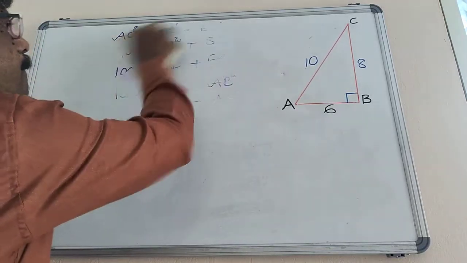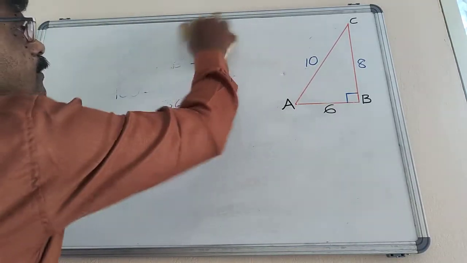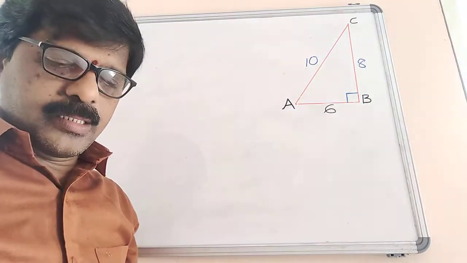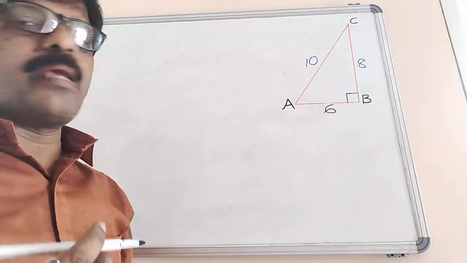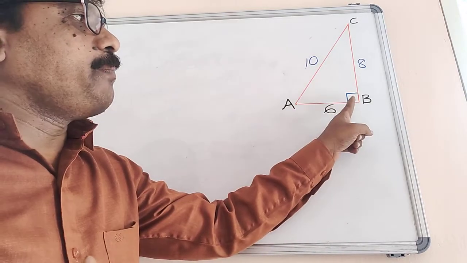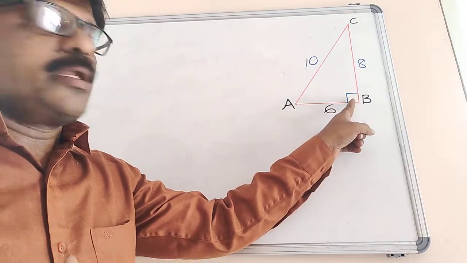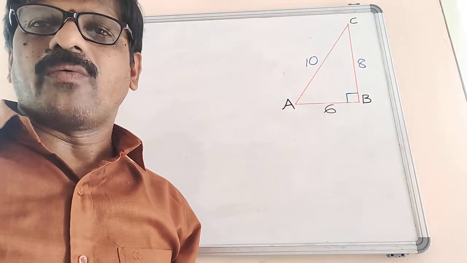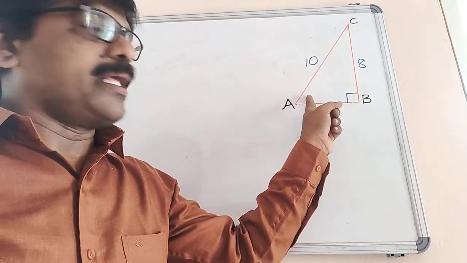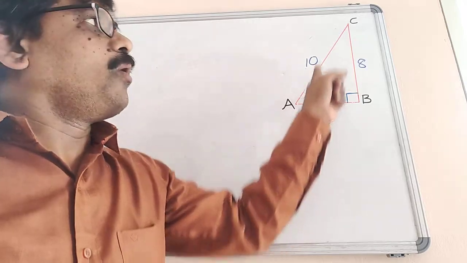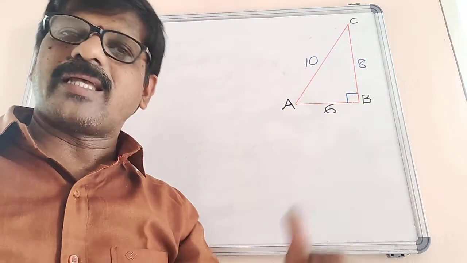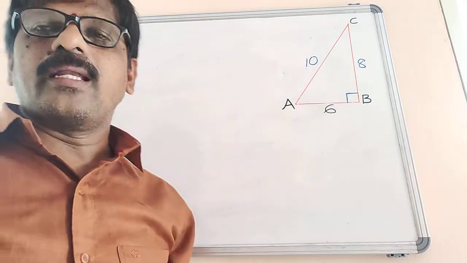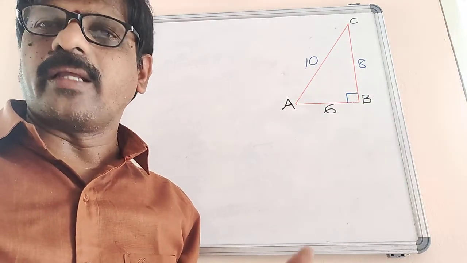For example, in the adjacent diagram, we have to observe that in triangle ABC, angle B is 90 degrees. Now angle A and angle C are acute angles. Why? Because angle A is less than 90 and angle C is also less than 90. Clear? Why? Because the sum of the angles of a triangle is 180 degrees.